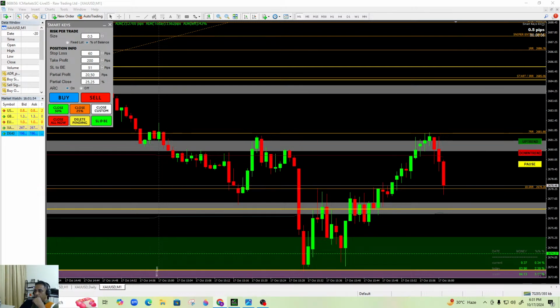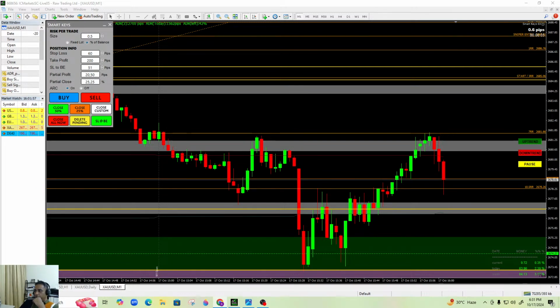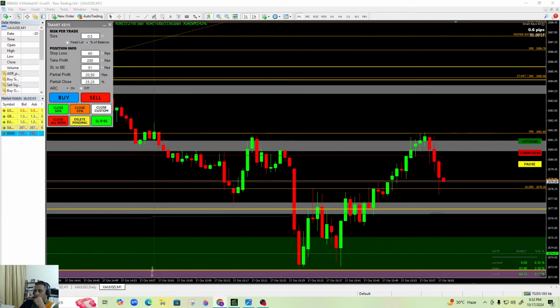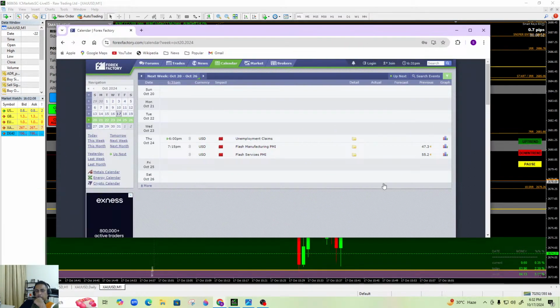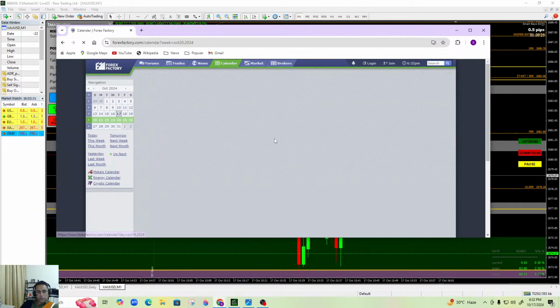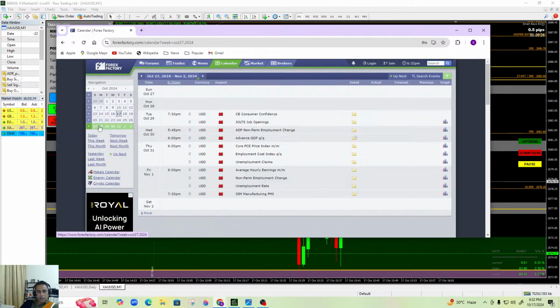So next week, what do we have? Nothing. We don't have anything either. So that's next week's news events. Just like this week, absolutely nothing. Monday nothing, Tuesday nothing, Wednesday nothing, Thursday unemployment claims, which really doesn't do anything much, and Friday nothing. So this current week has been nothing, next week has been nothing, and then the last week of October, there are news events.